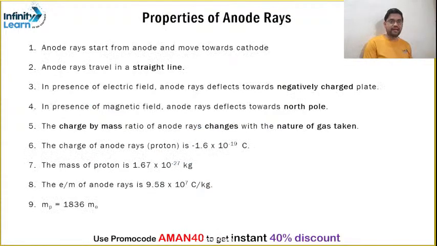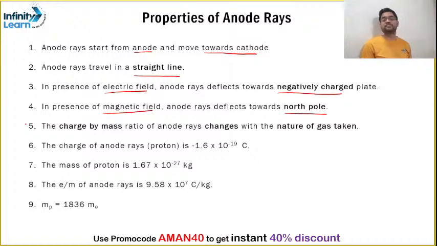Rest everything is the same. Anode rays start from the anode and move towards the cathode. Anode rays travel in a straight line. In the presence of an electric field, they get deflected towards the negatively charged plate, and in a magnetic field towards the north pole. But the charge by mass ratio for anode rays is not the same: if you keep changing the metal or the gas, the charge by mass ratio for anode rays keeps changing.